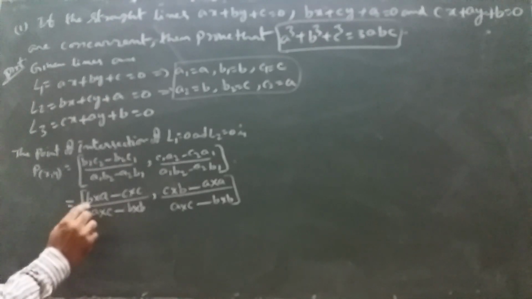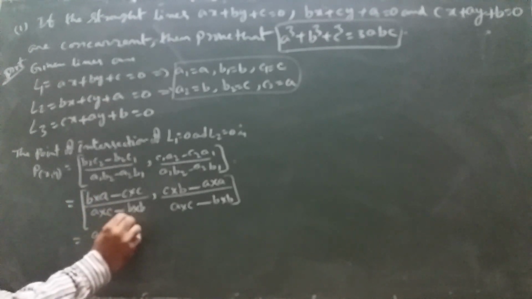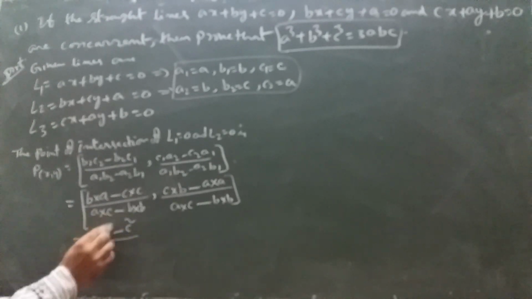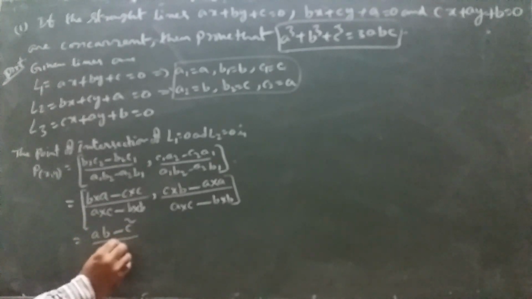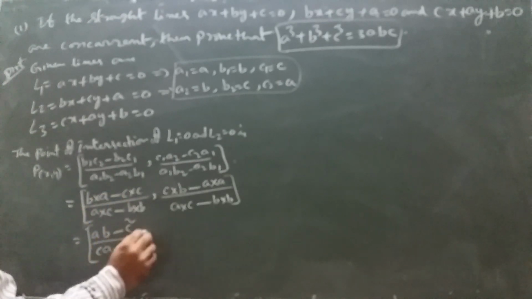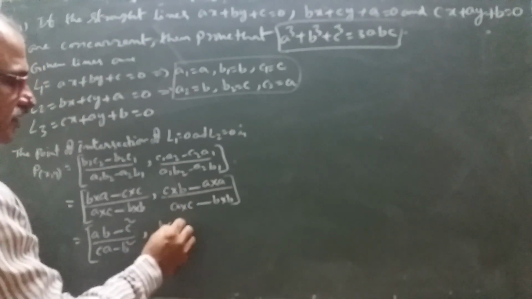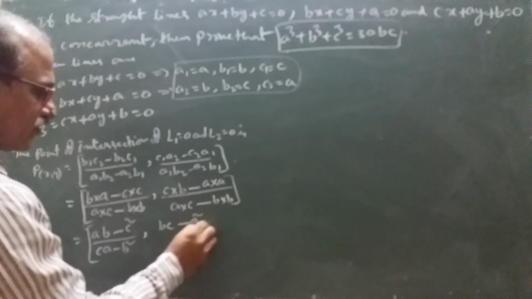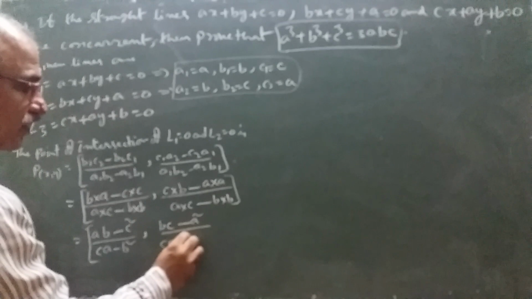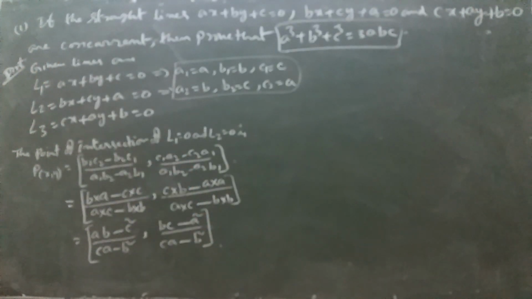By simplification, this is right. A into b into a is ab minus c square by ca minus b square, or ac minus b square. You can write, comma, this is c into b, cb or bc minus a square by ca minus b square. This is the point of intersection.